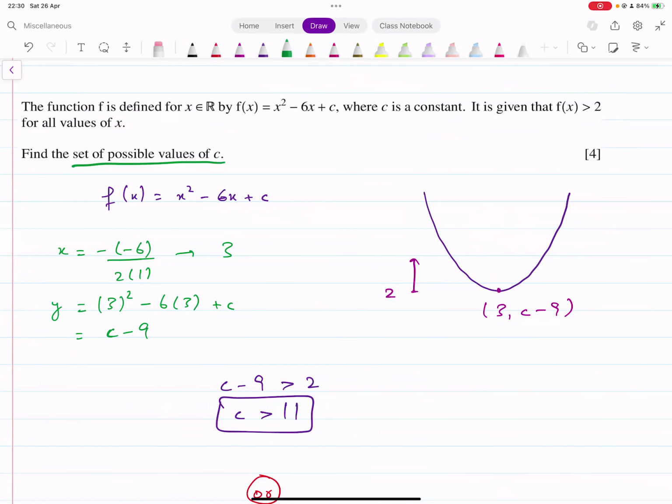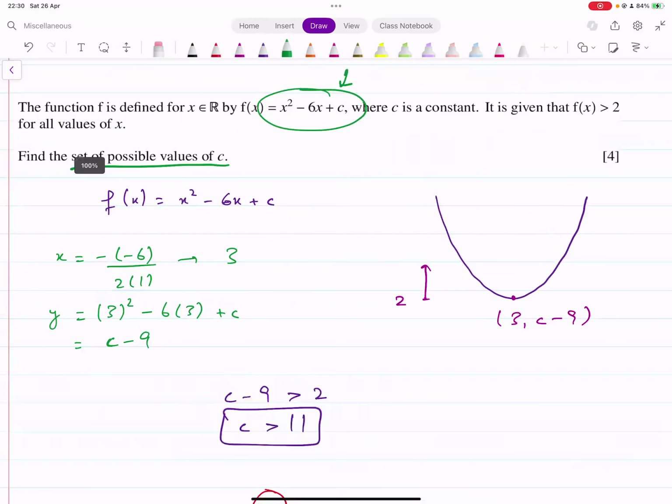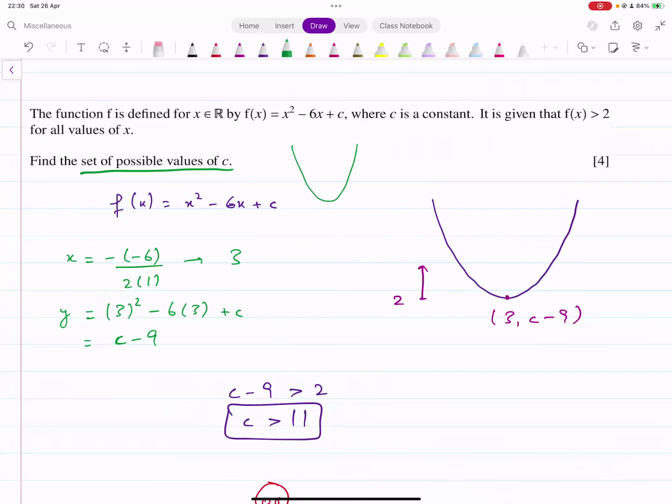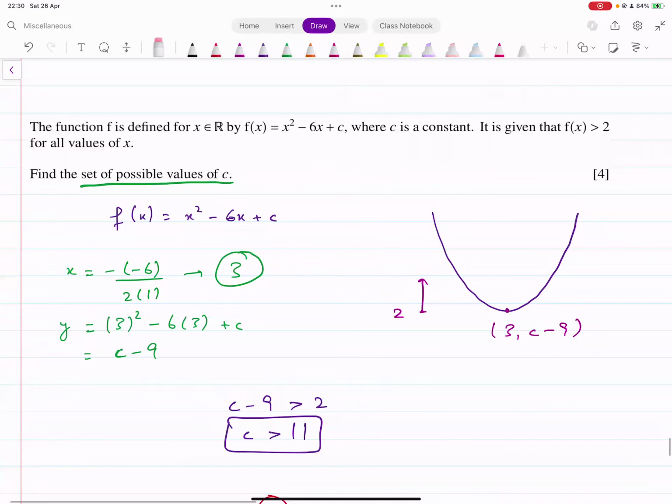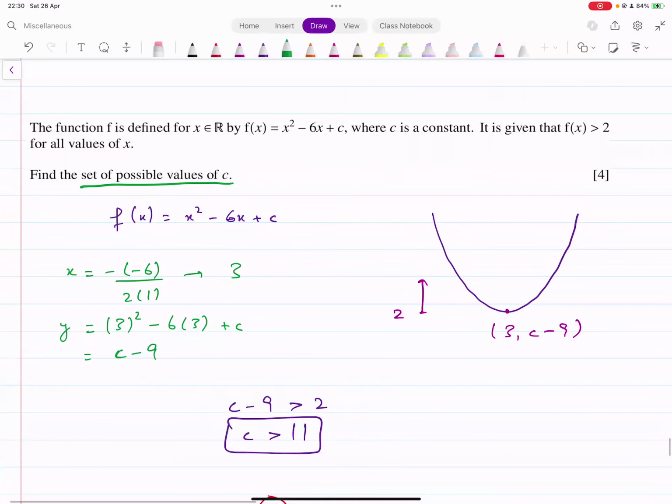Now, how do we understand that? So we've got this quadratic curve. It's a U-shaped curve. It looks like this. It'll have some minimum point. Can we find that minimum point somehow? For x squared minus 6x plus c, minus b over 2a gives us x equal to 3. That's the x coordinate of the minimum point. Then we find the corresponding y coordinate. That turns out to be c minus 9. So we've got the turning point's coordinates. The x coordinate is 3, the y coordinate is c minus 9.